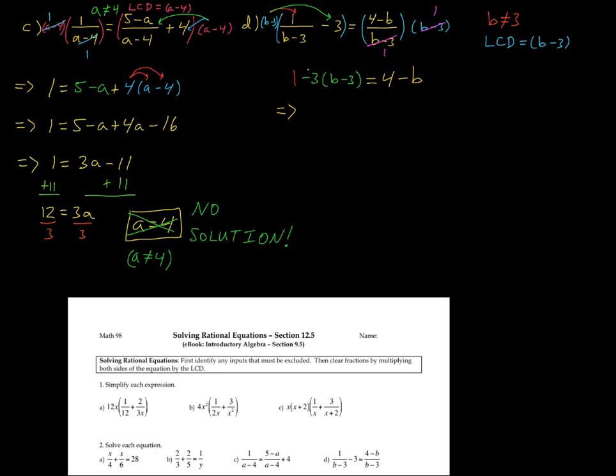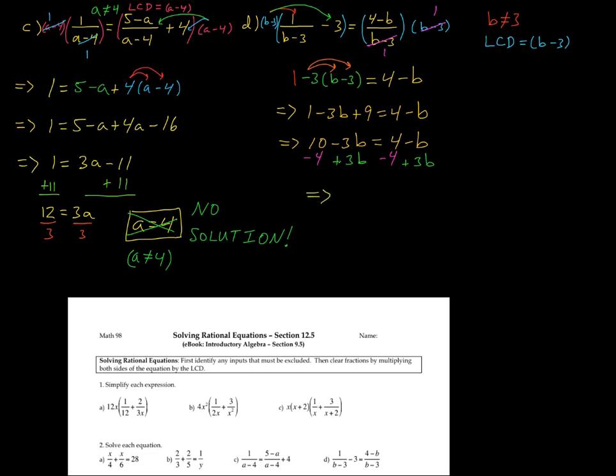Okay, so let's go ahead. On the left, I'll distribute this minus 3 to open up parentheses. So I'm going to get 1 minus 3b and then plus 9. On the right, I have my 4 minus b still. Now on the left, I'm going to combine the 1 and the 9, so that'd be a 10 minus 3b, and that's equal to 4 minus b. And now what I'm going to do is add 3b to both sides. And I'm going to subtract the 4 from both sides.